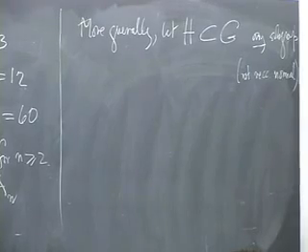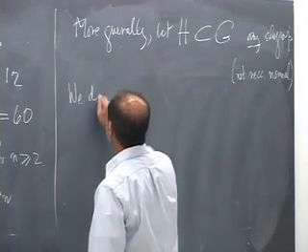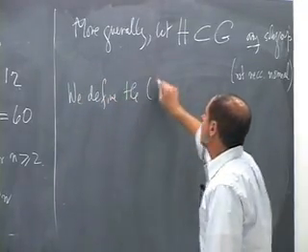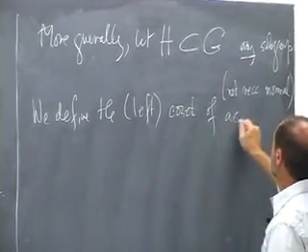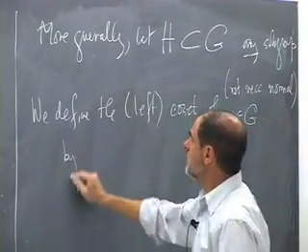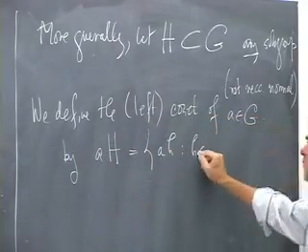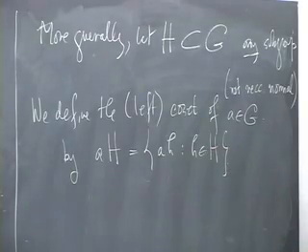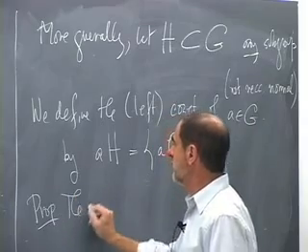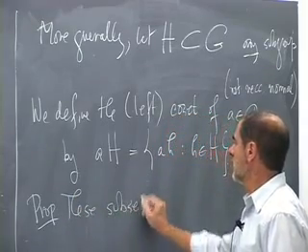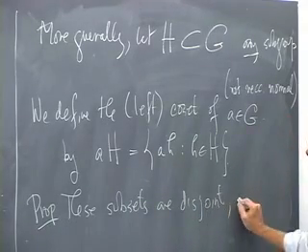Then I claim, we define the left coset of a in G by the same definition: aH is all things of the form a times h, with h in H. Then proposition, these subsets are disjoint and partition G.